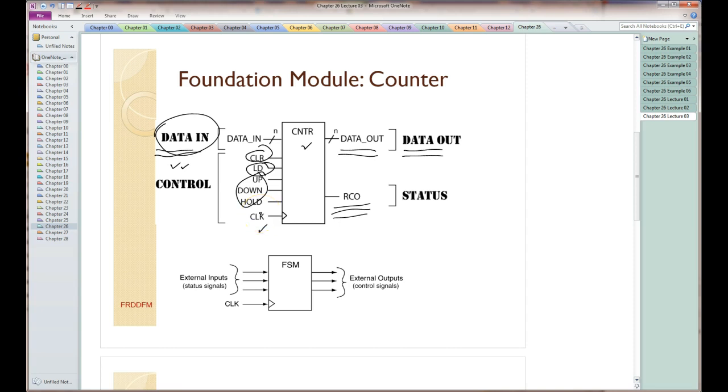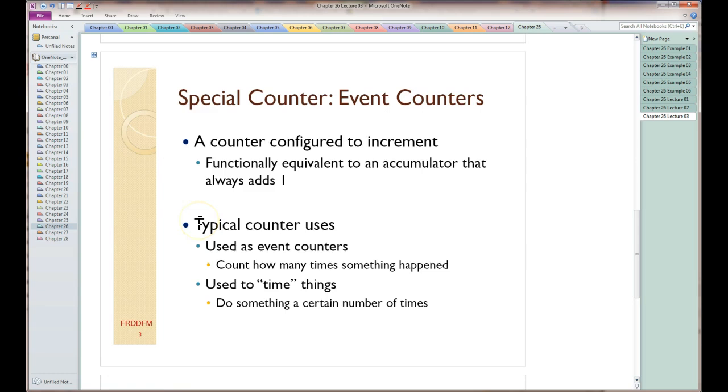Typically we have a clock, of course, because it's synchronous. As far as status goes, we have a ripple carry out. The ripple carry out indicates when the counter has reached its terminal count, which means when it's counting up, there's n ones, and when it's counting down, there's n zeros stored in this counter. The status outputs generally feed into the inputs of the state machine. The state machine reads those, decides what to do, and sends out control signals, typically to the control inputs of things like counters.